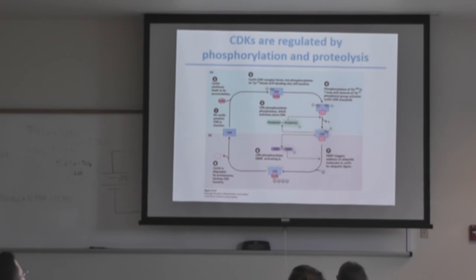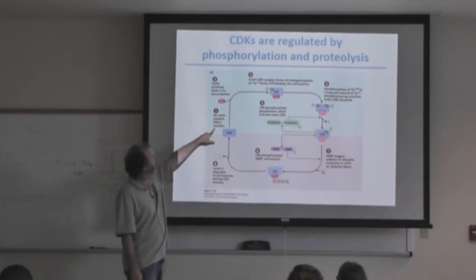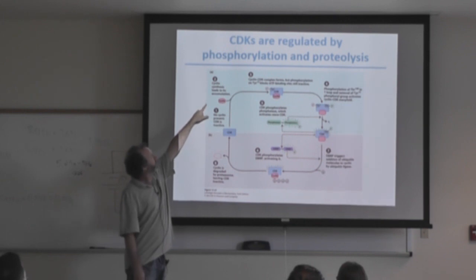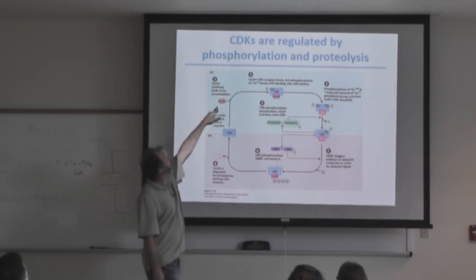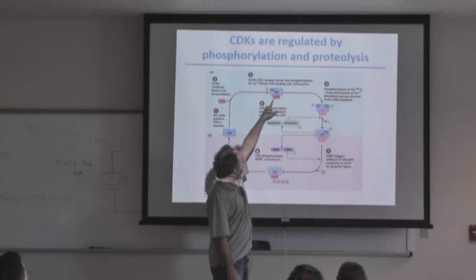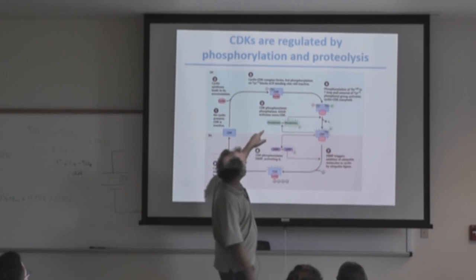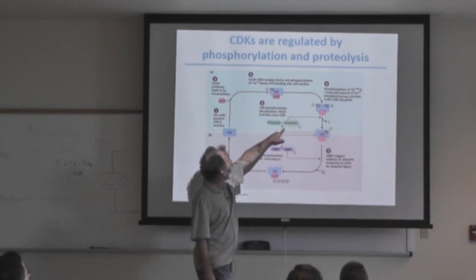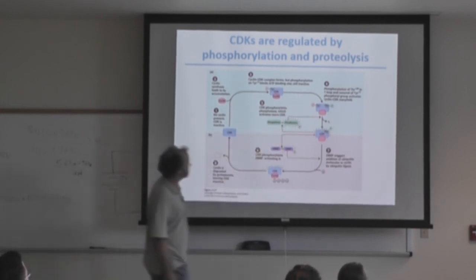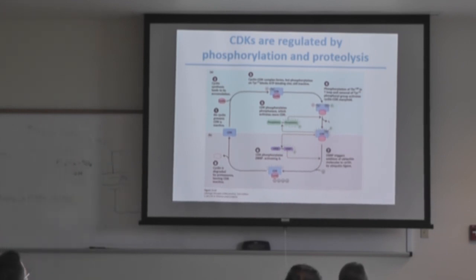And CDKs are regulated by phosphorylation and proteolysis. So if you have no cyclin present, cyclin-dependent kinase is inactive. Cyclin synthesis leads to its accumulation, which will then bind to a cyclin-dependent kinase. That cyclin-dependent kinase will get phosphorylated and start phosphorylating other proteins such as phosphatases and activating them, and you get the whole cascade regulating the cell cycle after that.